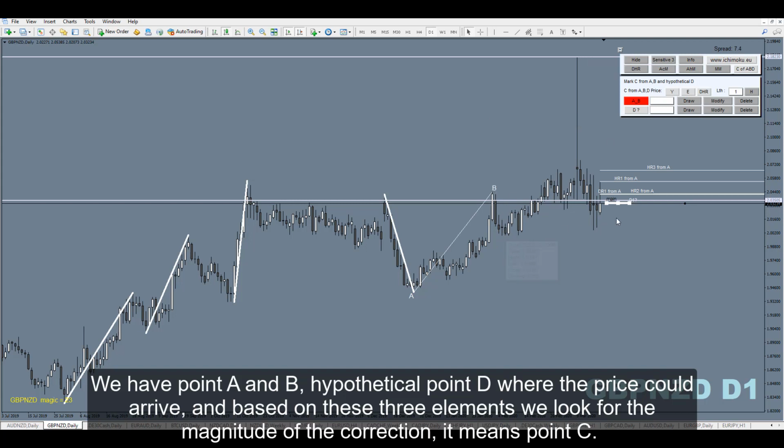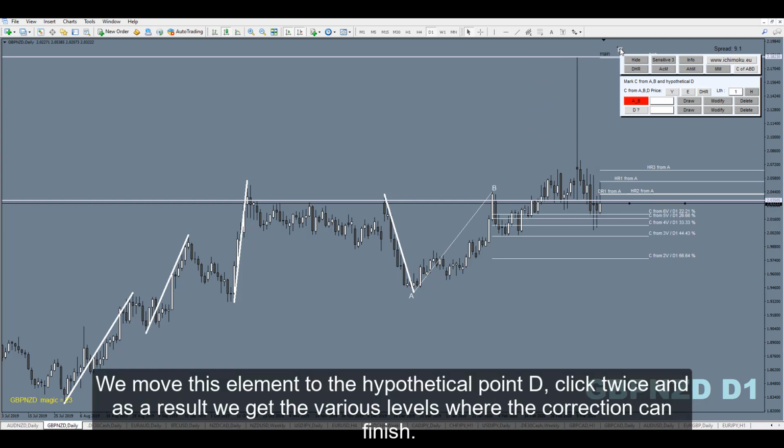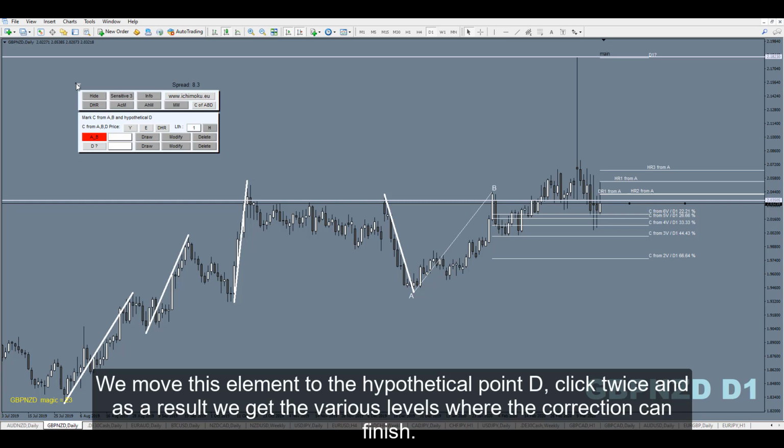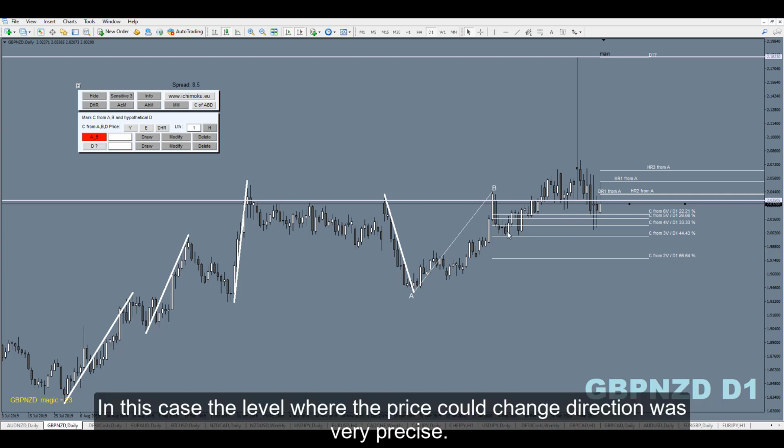It means point C. By clicking on the first button of the 3rd line of the 5th panel, a new element will appear on the chart. We move this element to the hypothetical point D, click twice, and as a result we get the various levels where the correction can finish. These levels are calculated according to Hosoda's target theory. In this case, the level where the price could change direction was very precise.